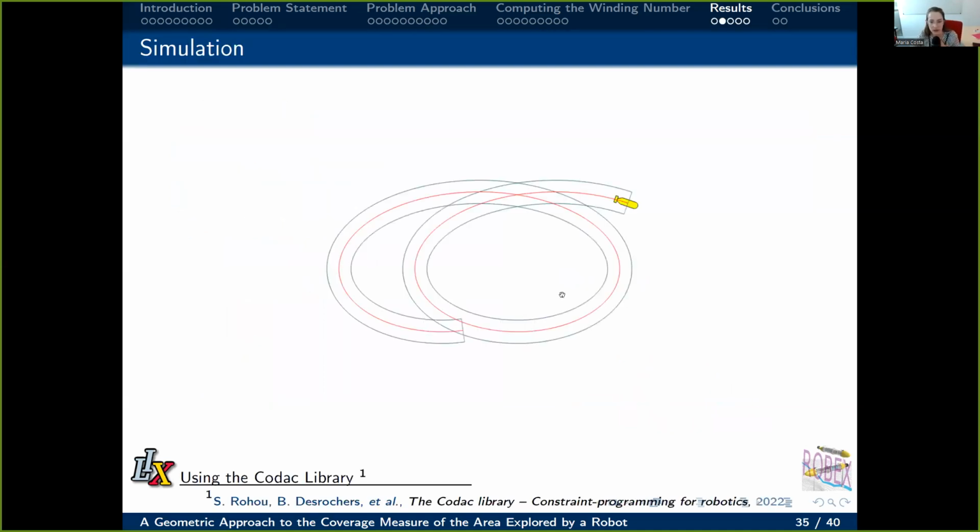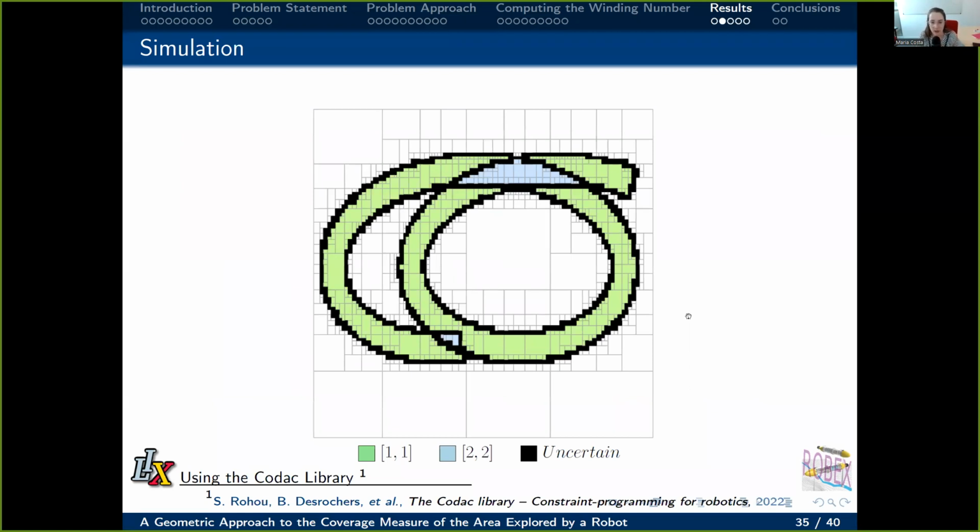Okay, so some results. For the simulation, I'm going to be using the Codac library. In red, you can see the robot's trajectory, and in blue, the sonar's contour. And this is the characterization that we obtain for the explored area. Here I'm using a SIVIA algorithm, so set inversion via interval analysis, to characterize the explored area. We have in green boxes that contain points that were certainly explored once, boxes in blue that contain points that were certainly explored twice, and in black, boxes that are uncertain. When I say uncertain, it only means that the winding number value is not a singleton because it's on the border of the sonar's contour.